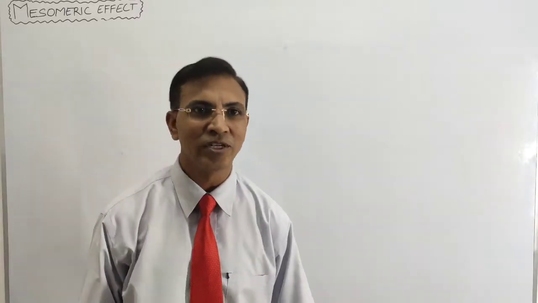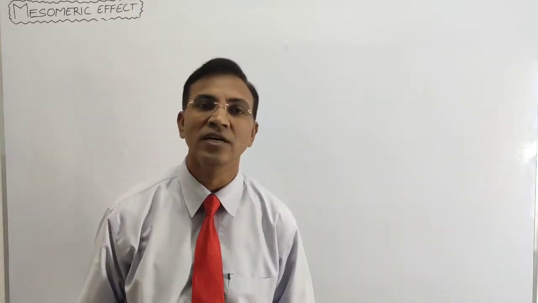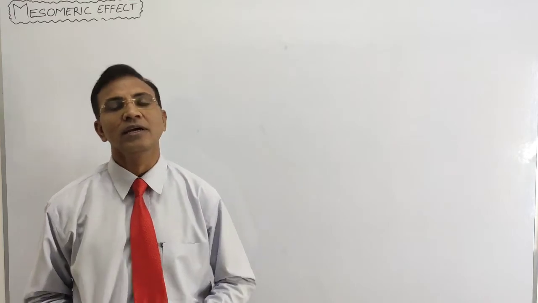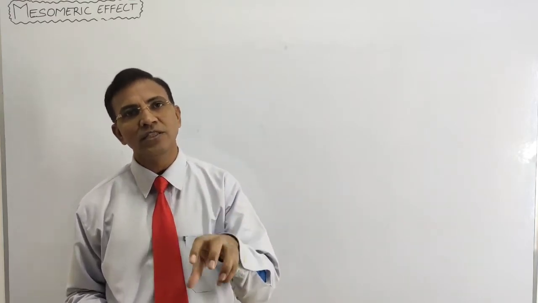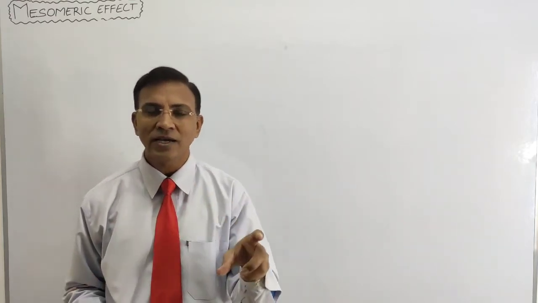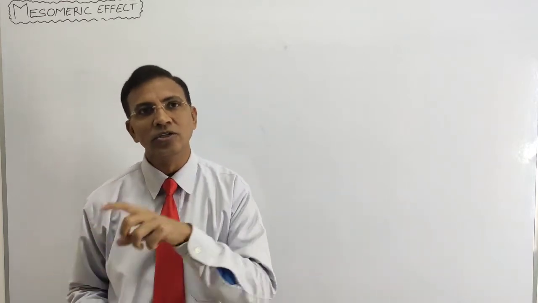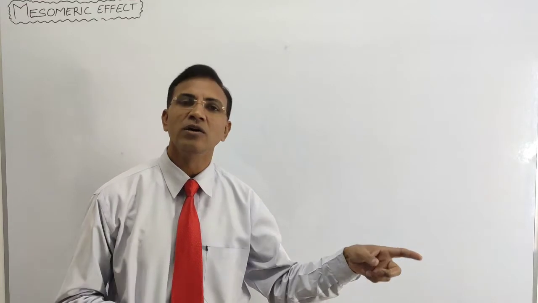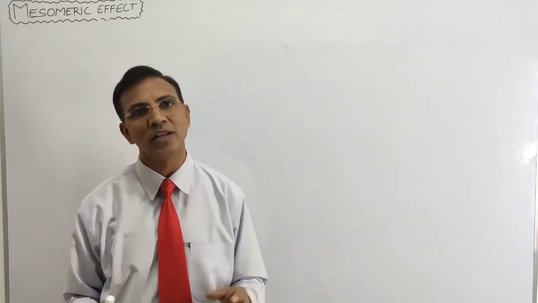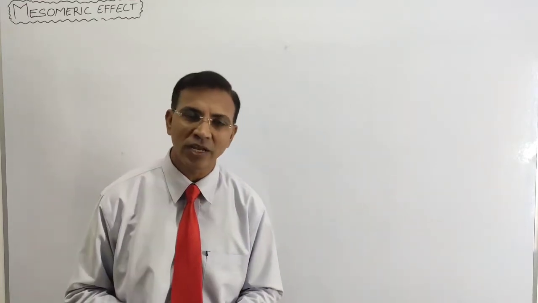Hello, welcome again. Today we are going to discuss the mesomeric effect. So the mesomeric effect is actually the polarity developed within the conjugated system by the complete transfer of pi electrons or non-bonding electrons due to the atom attached to the conjugated system. This phenomenon is called the mesomeric effect.